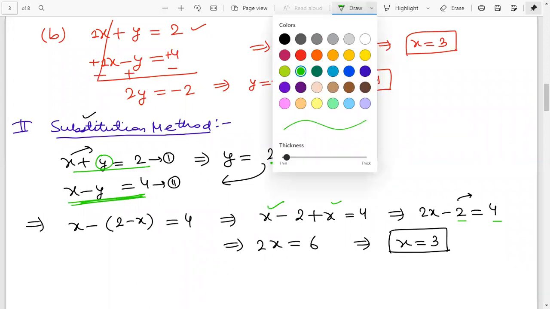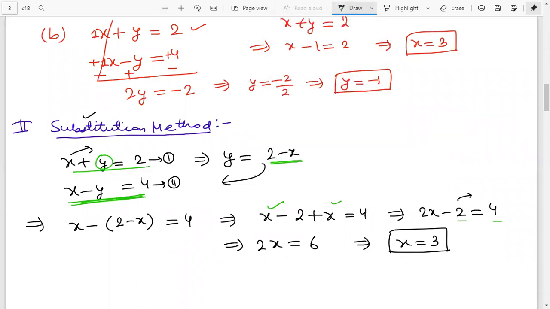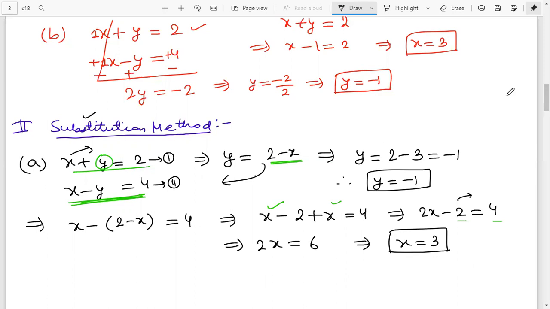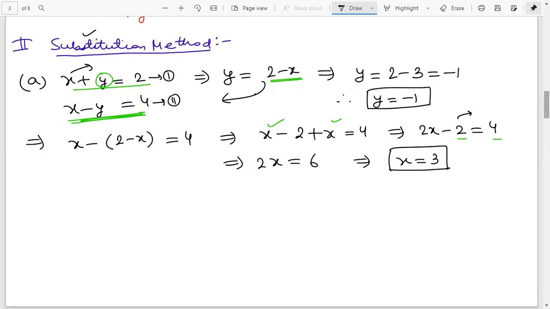So one value of x we got, 3, and then the y value we can find from here. Y will be equal to 2 minus x, 2 minus 3 equal to minus 1. Hence y will be equal to minus 1. So in the first method, substitution, we have replaced the y value in terms of x, and then substituted it in the second equation.